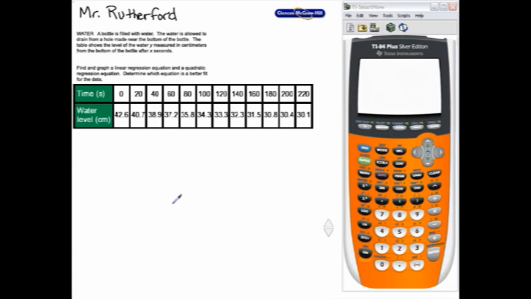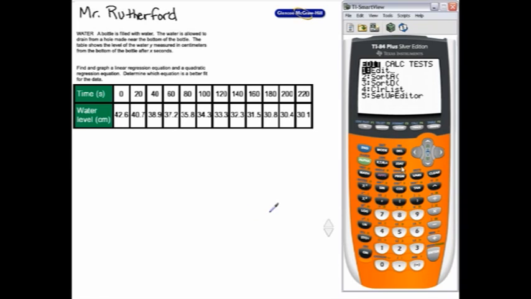So notice our table, we have time in the top row, from 0 seconds up to 220 seconds. And then in the bottom row, we have the water level in centimeters from 42.6 centimeters down to 30.1 centimeters. So we're going to enter this data into a list on our calculator.